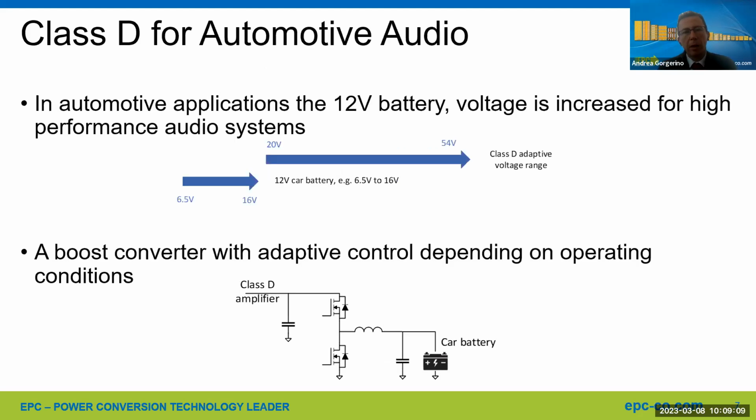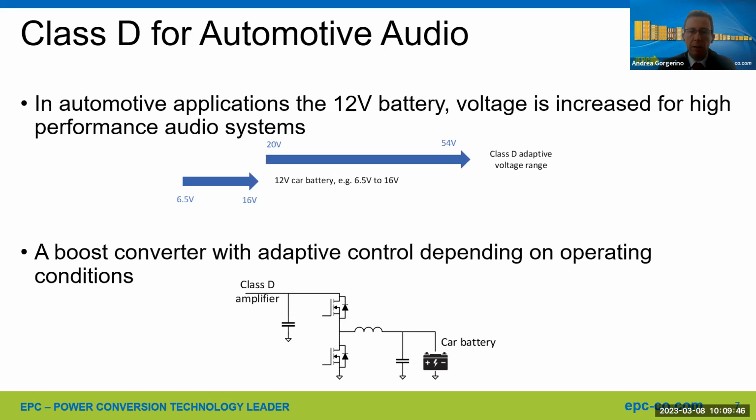The last I wanted to talk about is a class D amplifier, for example, for automotive audio. In this case, we have the same situation, a 12-volt car battery that typically goes from 6.5 to 16 volts, depending on the conditions. So quite a wide operating range. And so in high-end performance audio systems, you need a higher voltage to drive the performance, as well as a stable voltage. And actually, sometimes it's an adaptive voltage. It can be varied depending on the requests from the audio system. So it's very important to manage this bus actively versus whatever the battery gives you.